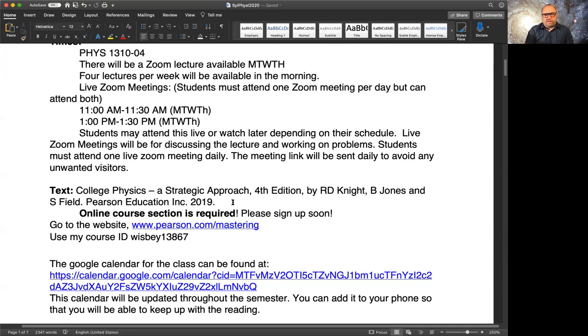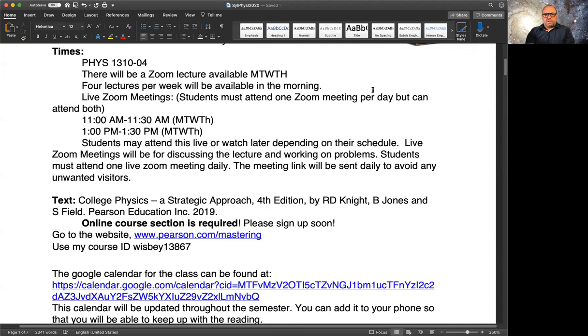The textbook is available through the website. There is an ebook that you can use there. If you want to have a physical copy of the book, then your best choice would be to order it off of Amazon. Let's talk about the textbook. The textbook we're going to use is College Physics, A Strategic Approach, 4th edition by R.D. Knight, B. Jones, and S. Field, from Pearson Education. Once you register for the online course, you will get an ebook version of the textbook that's included for your subscription.